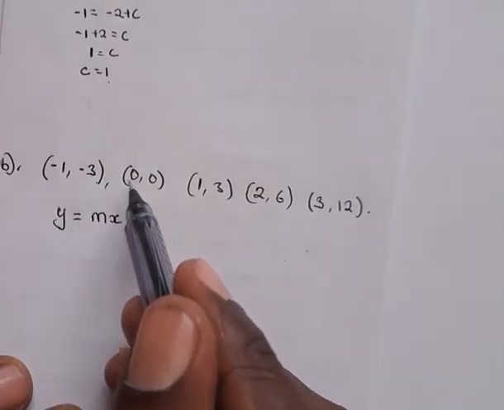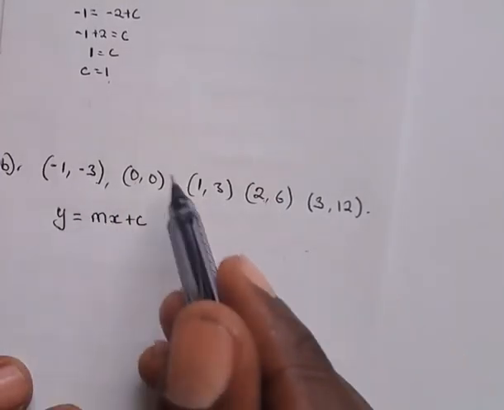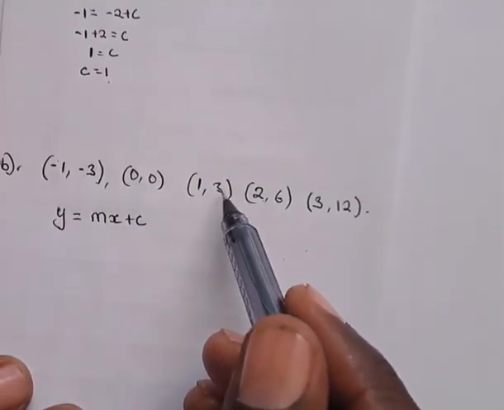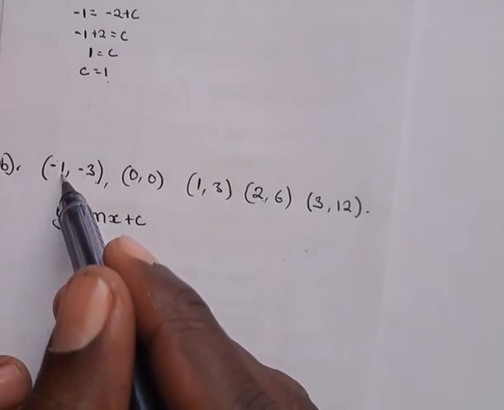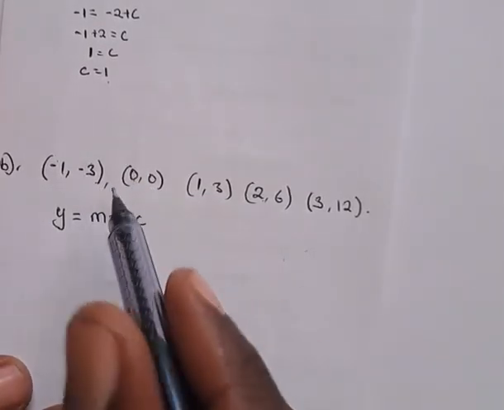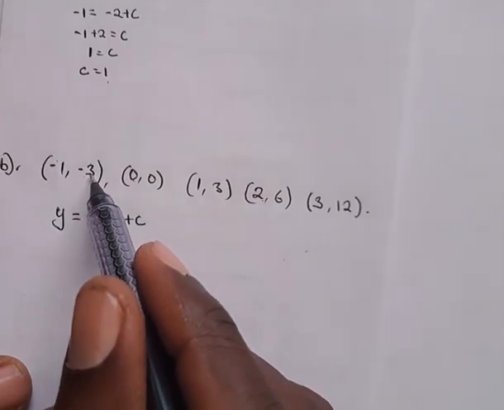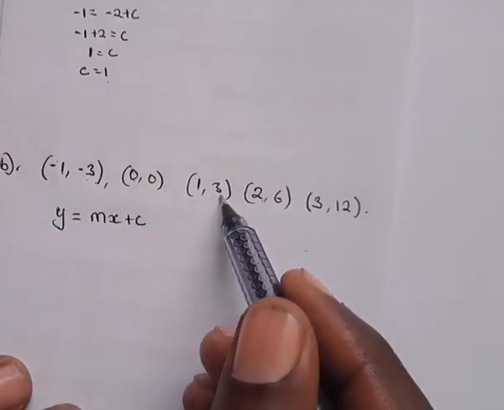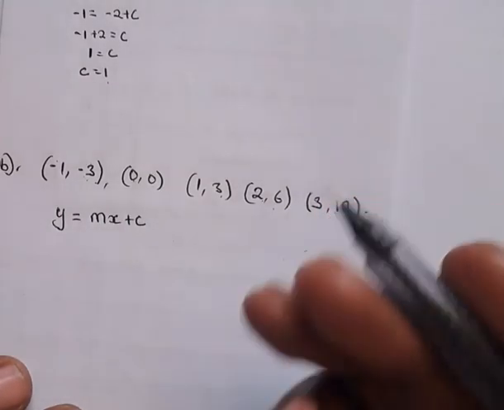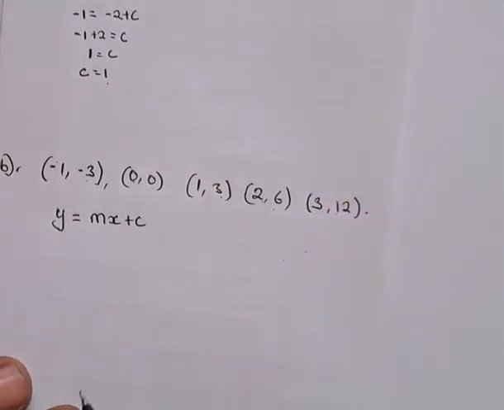Now in each of these pairs of ordered coordinates, I have x y, x y, x y, just like that. So this is x, this is y. We want to look at the common difference. It went from -3, then 0, 3, 6, 12. So we want to see what they were increasing or decreasing by. That's what we want to find out.